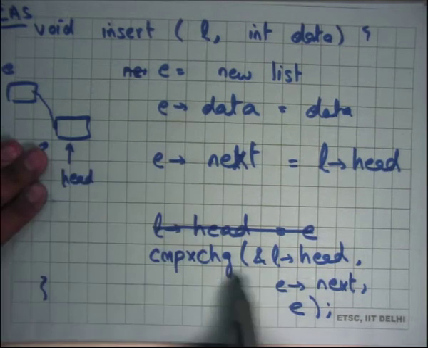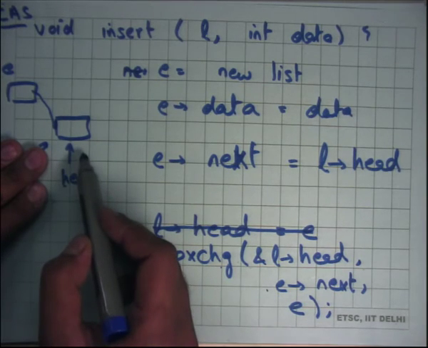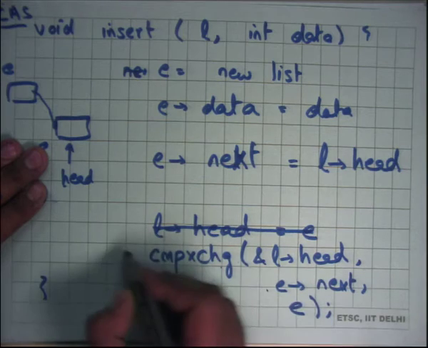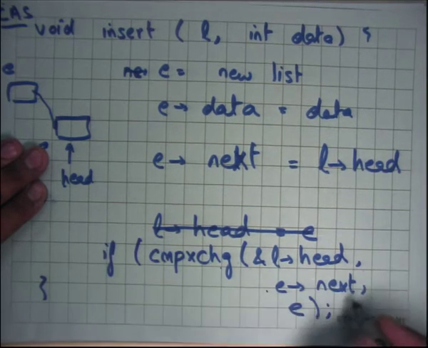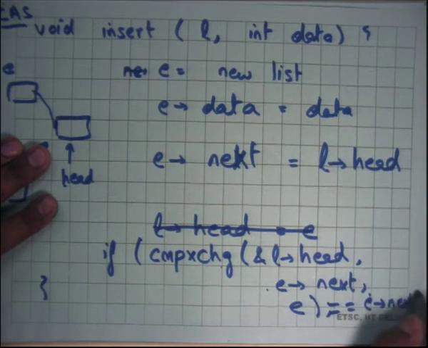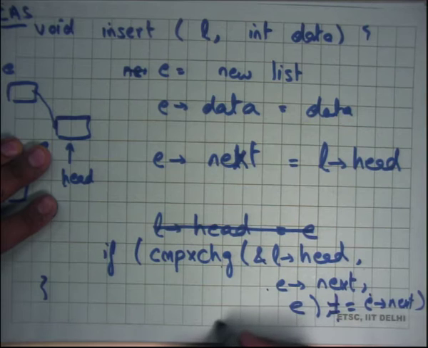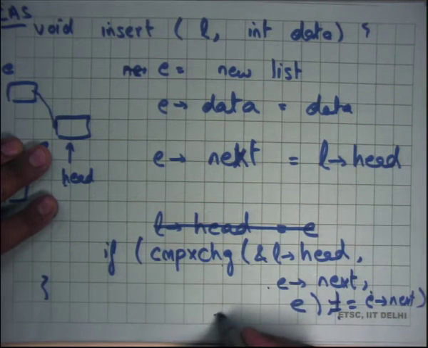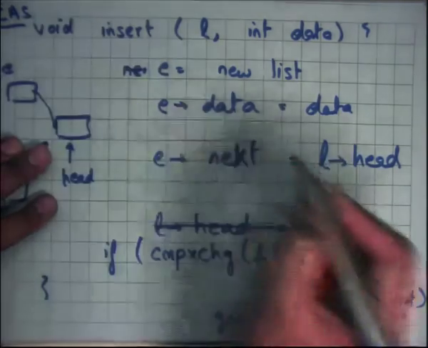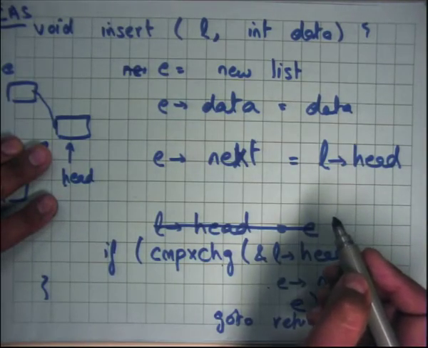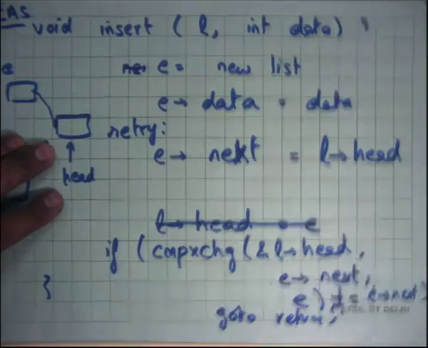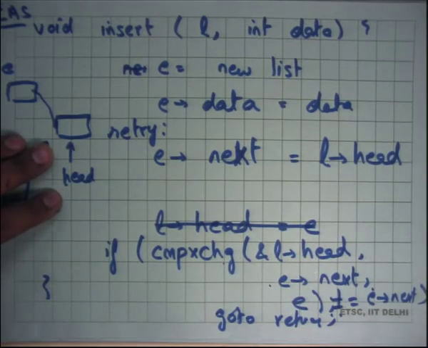So if this succeeds, that basically means that nobody has been able to do a concurrent insert for me, and so what I do is, if compare exchange returns a value not equal to E dot next, then retry, right. So go to retry, and where should retry be? Yeah, just before here. Right. Let me write it again.